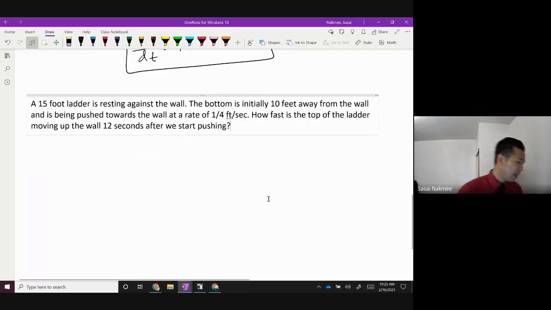A 15-foot ladder is resting against the wall. The bottom is initially 10 feet away from the wall and is being pushed towards the wall at a rate of 1/4 feet per second. How fast is the top of the ladder moving up the wall 12 seconds after we start pushing?